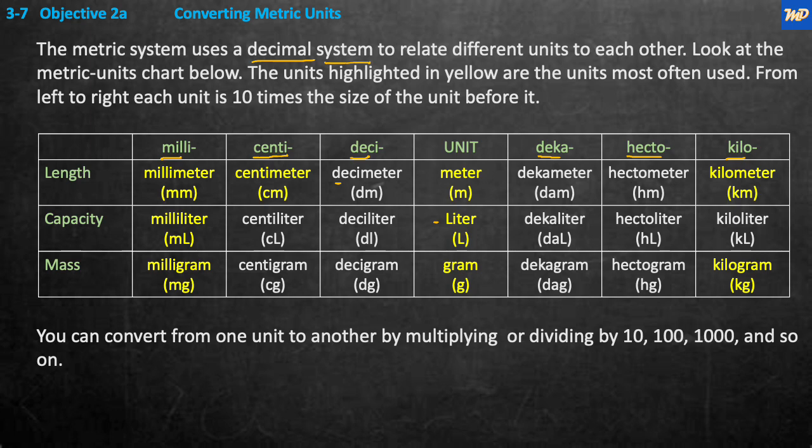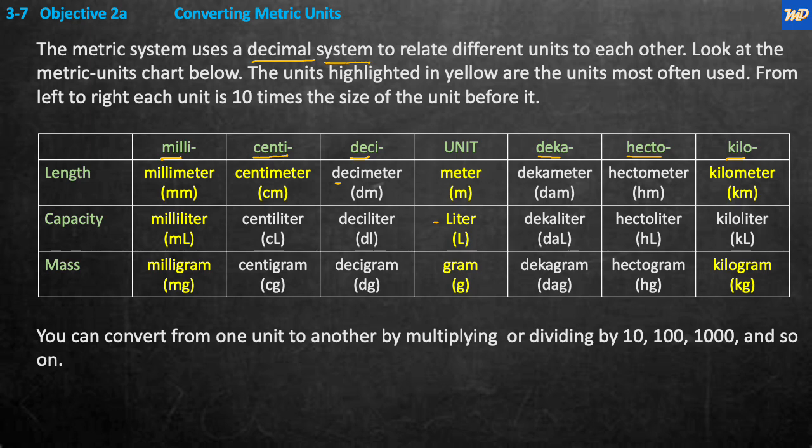A decagram is 10 grams, DAG. A hectogram is 100 times a gram, an HG. We don't see hecto and deca very often. Those don't show up much. And then there's a kilogram. Very often we see kilograms, and it's 1,000 times a gram. And it's about 2.2 pounds, a kilogram.